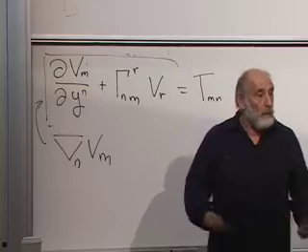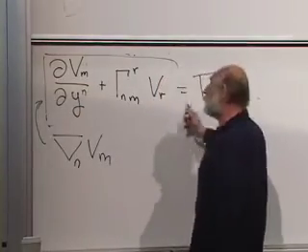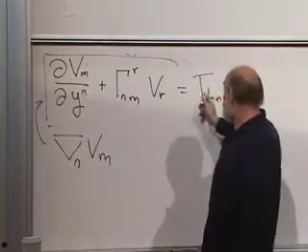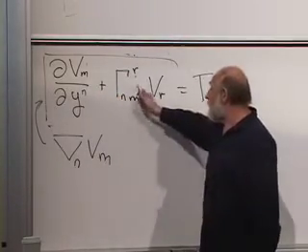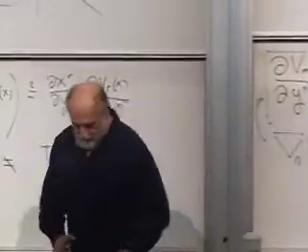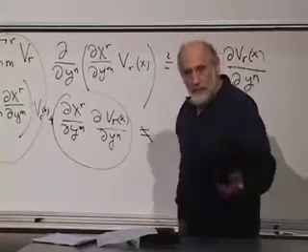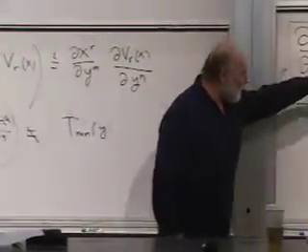Will it be true in all reference frames? Yes, if the left-hand side is a tensor and transforms as a tensor, and also the right-hand side. So the question is, can we find this gamma, whose nature it is to make derivatives equal to tensors?